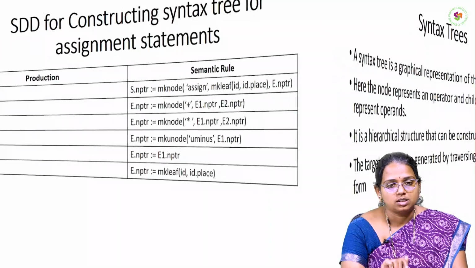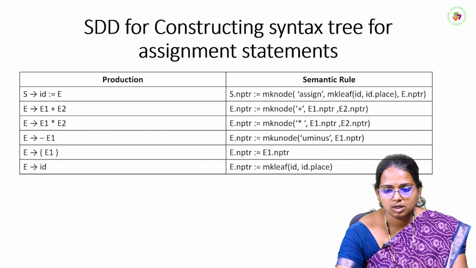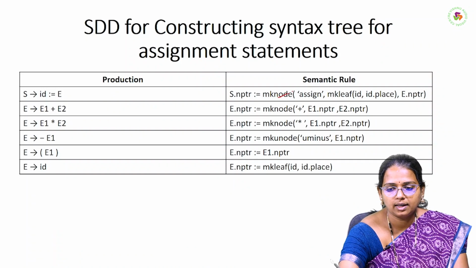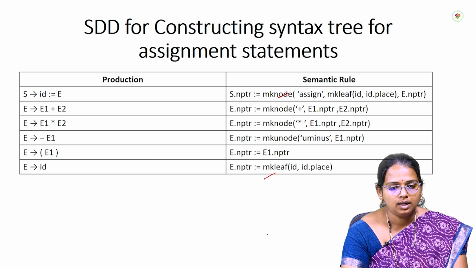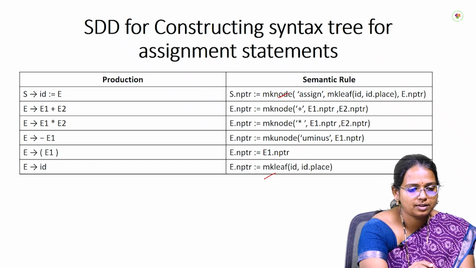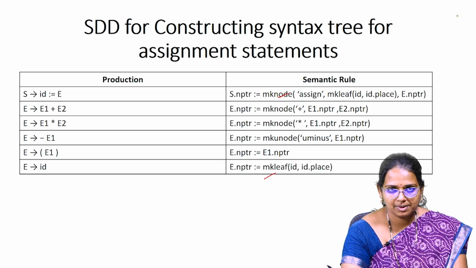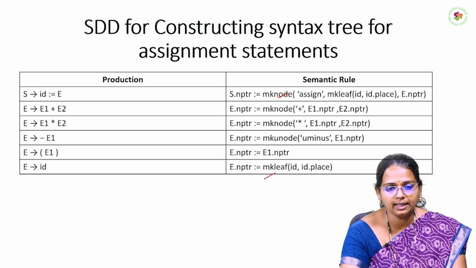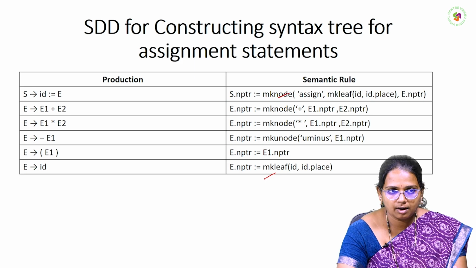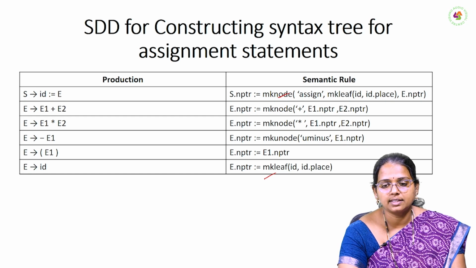For example, if you want to construct a syntax tree, here we'll use three things: node pointer, make a node and make a leaf. Here we are taking one grammar for calculation of an arithmetic expression. The grammar's productions are: S tends to id equals E, E tends to E1 plus E2, E tends to E1 into E2, E tends to. So here we are writing an SDT for our grammar. For what purpose are we writing the SDT? To construct a syntax tree.